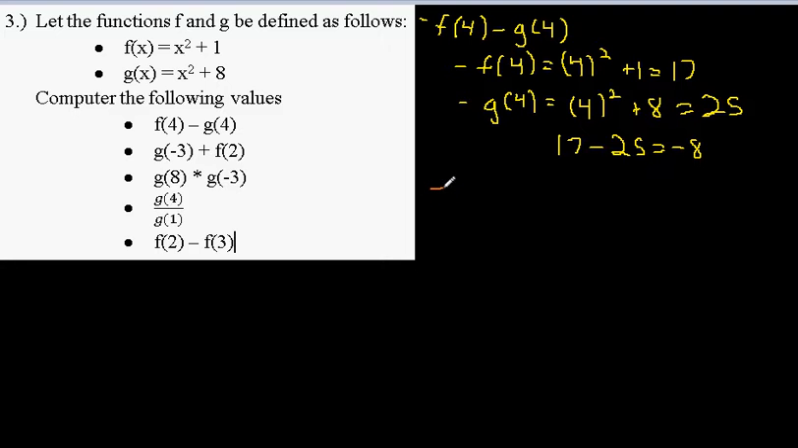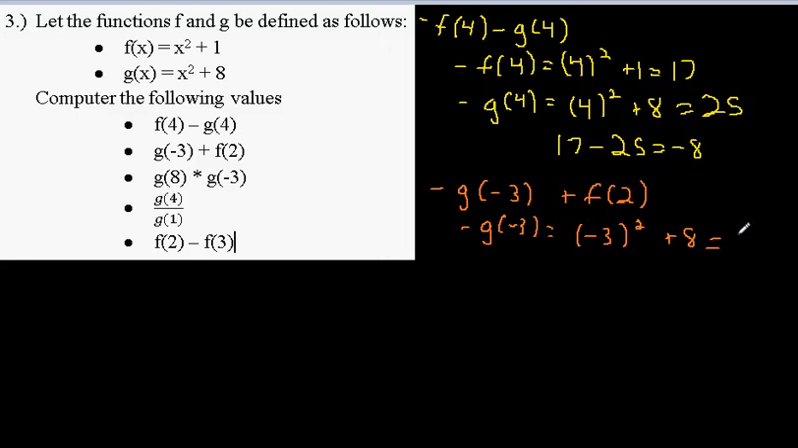Next problem, g of negative 3 plus f of 2. Alright, well, g of negative 3 is equal to (negative 3) squared minus 8. Notice how I put the negative 3 in parentheses. This is very different than if it's not in parentheses. (Negative 3) squared is negative 3 times negative 3, whereas negative 3 squared is 3 times 3 made negative. So you need to put parentheses around anything that's being replaced. This is going to lead us to 1.